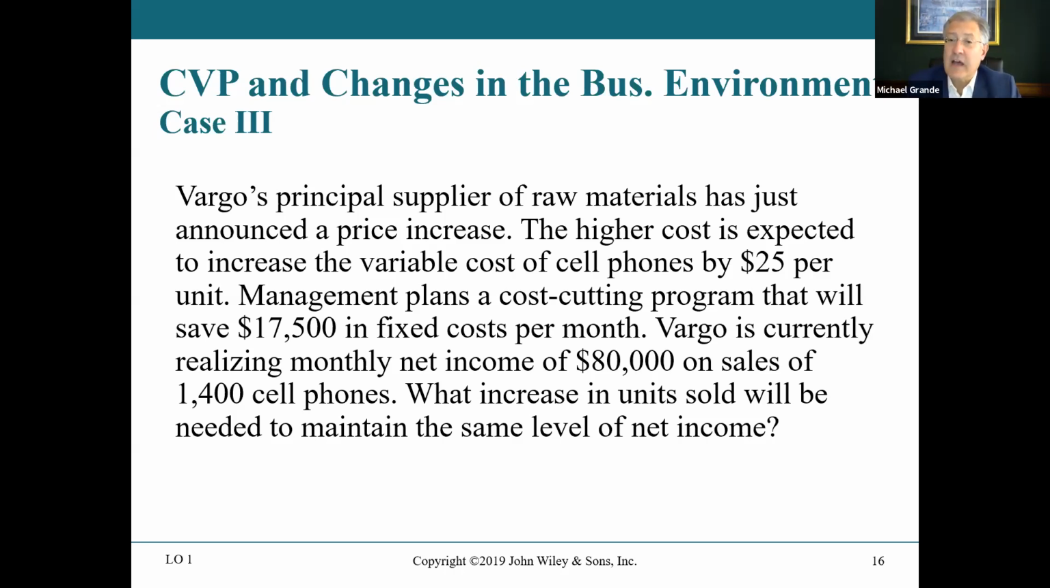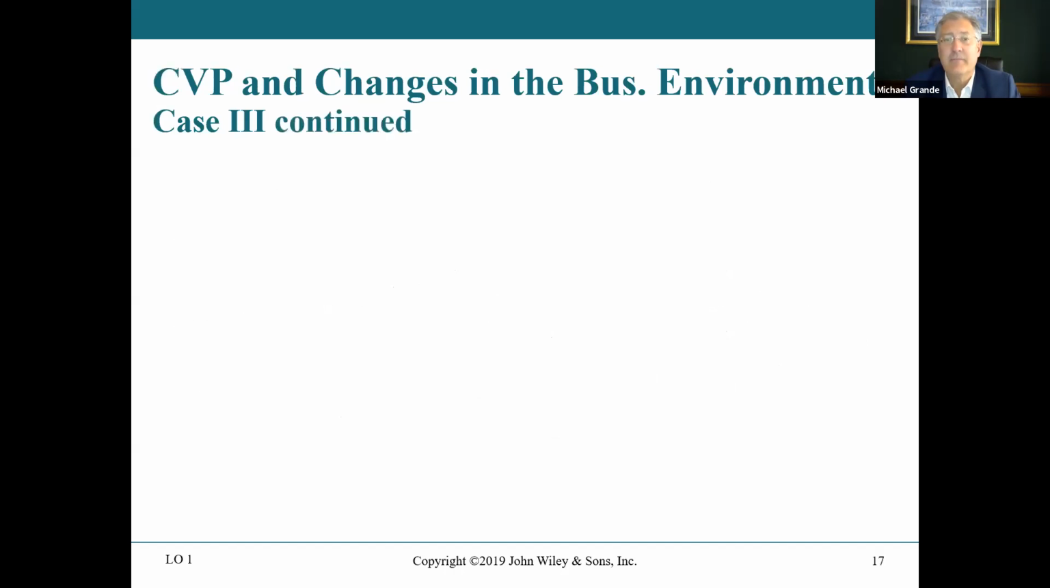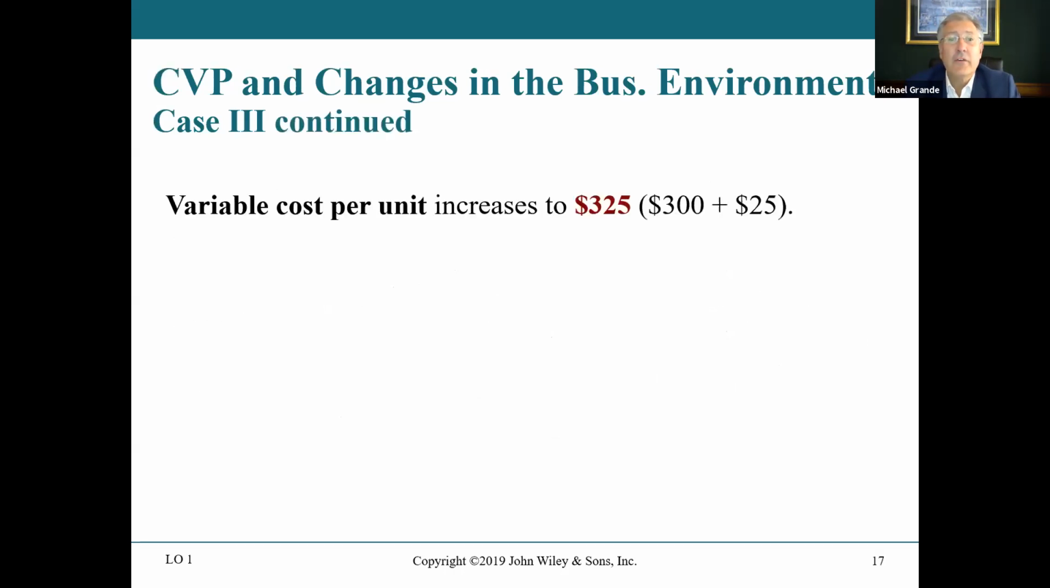So this is not so much a break-even point calculation. This is a target profit calculation. So the new variable cost is $325. As I mentioned earlier, it was $300. They added $25.